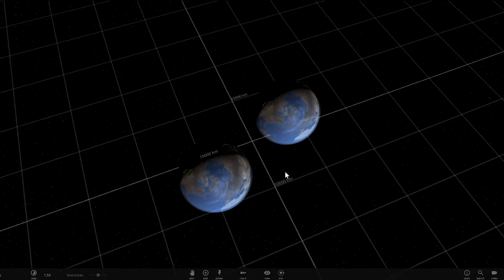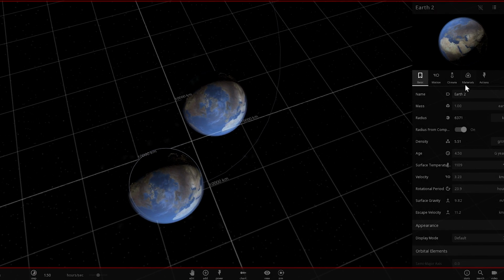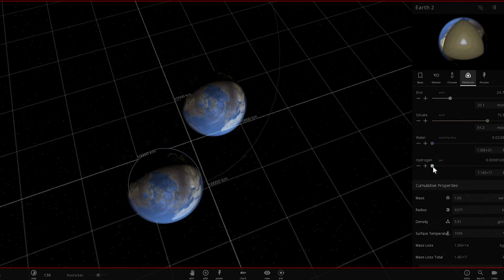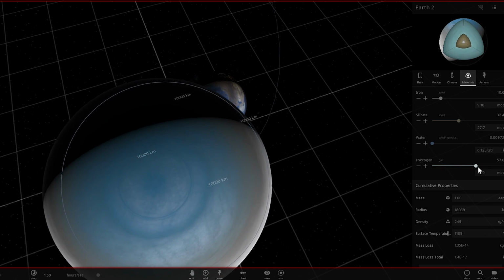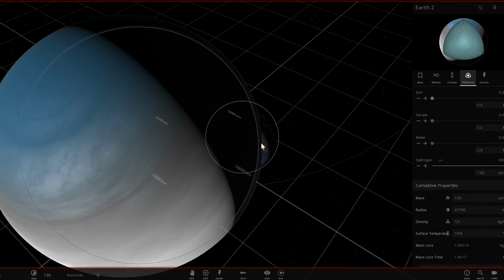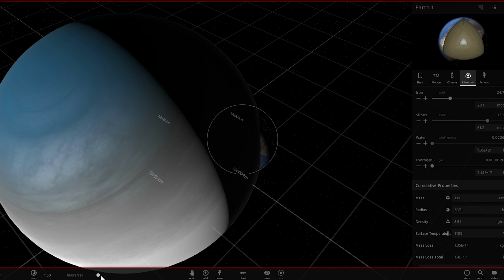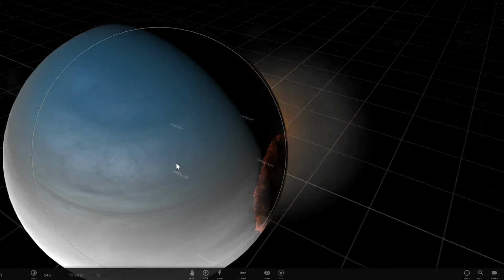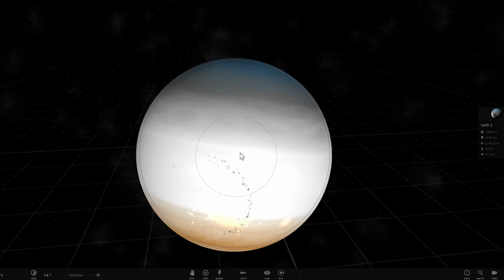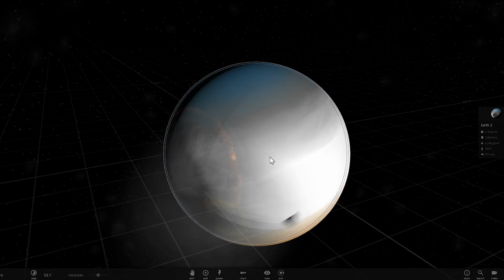Okay, how about we do this again, but this time change one of them into a world made entirely of hydrogen, and look at that. Yeah, that's not going to work for sure. That will definitely absorb the second planet right away. Yep, so that's clearly not what happens, but it is a very interesting interaction.